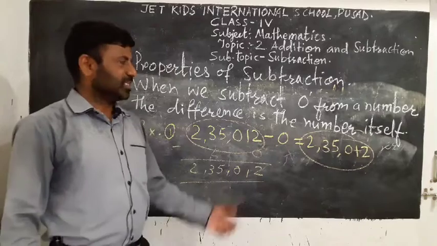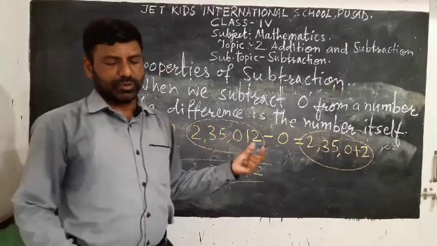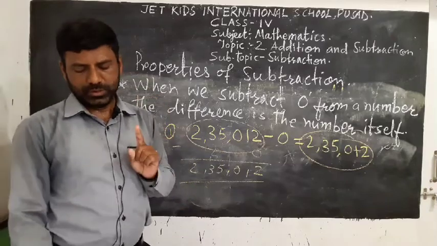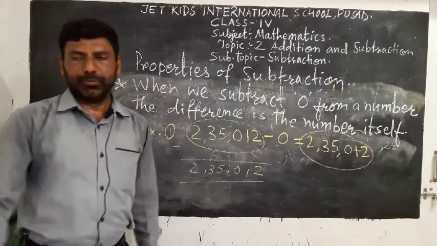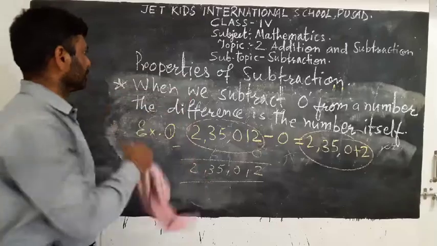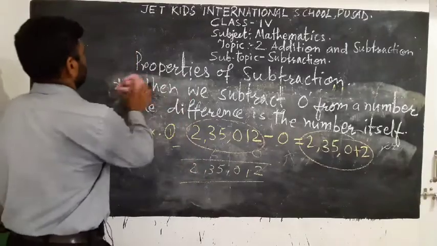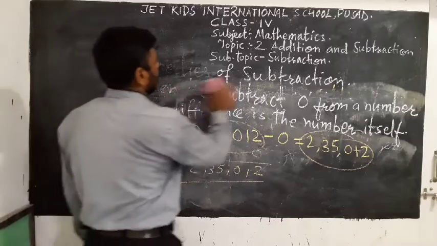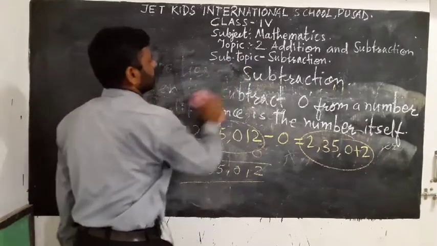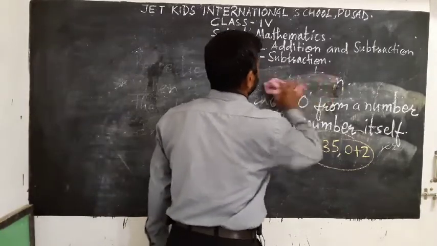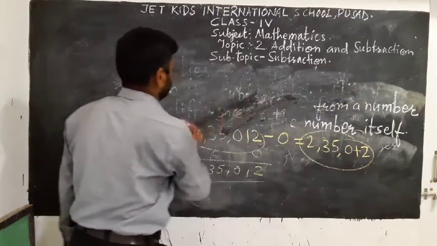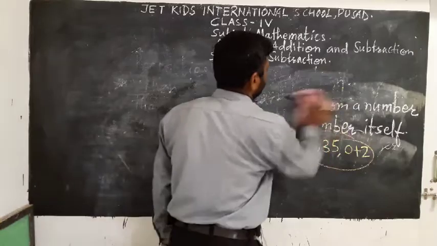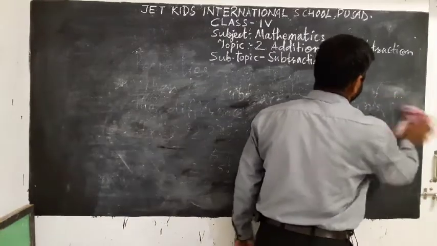Understand? These are the three very important properties. Learn them, write them in your notebook. It will help you. So understand the properties. These are very important properties. And now we'll see what we get if we subtract 10, 100, 1000 from a number, and how to subtract immediately.